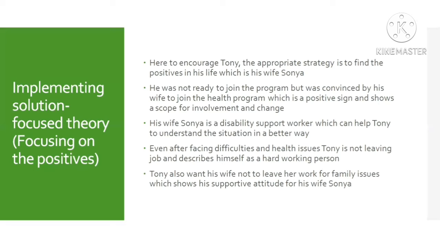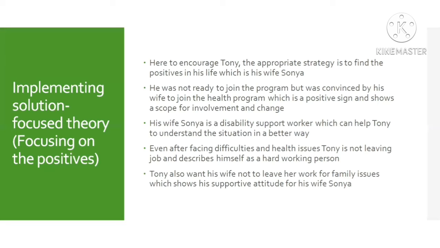The next one is that Tony is not ready to join the men's health program, but was convinced by his wife to join, which is a positive sign and shows a scope for involvement and change. This also shows that Tony wants to solve problems, but is not ready due to trust issues with social services. The next one is that Tony's wife Sonia is a disability support worker, which can help Tony to understand the situation in a better way. I think this is the best part of the case, as Sonia convinced Tony to join the men's health program. For me, it can be really great to guide Sonia and help Tony come out of the current situation through the support of his wife as well as social services.